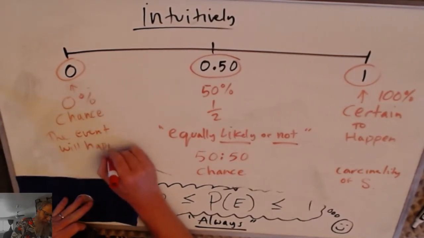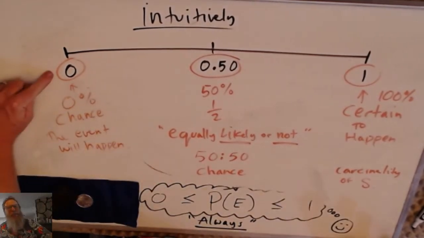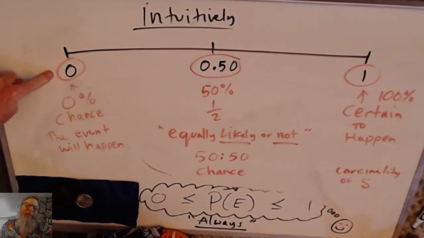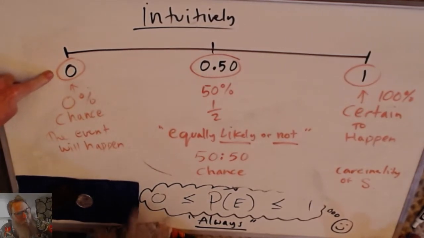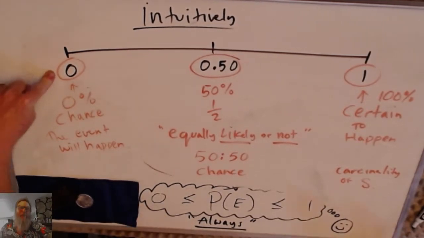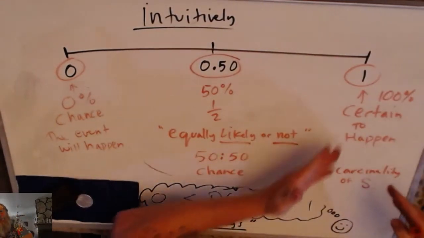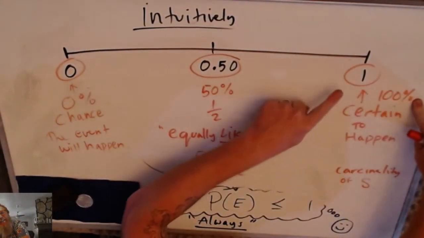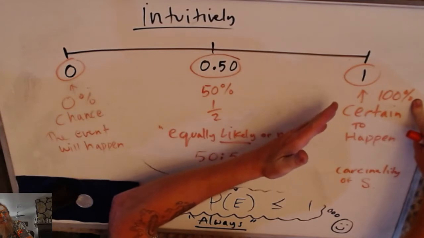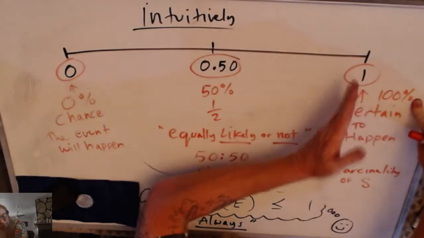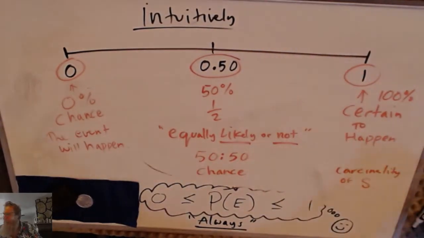Let me say that again. There is a 0% chance that the event will happen. In other words, there is a 100% chance that it will not happen. And you could say the same thing over here. There is a 100% chance that the event will happen. So therefore, there is also a 0% chance that this event will not happen.